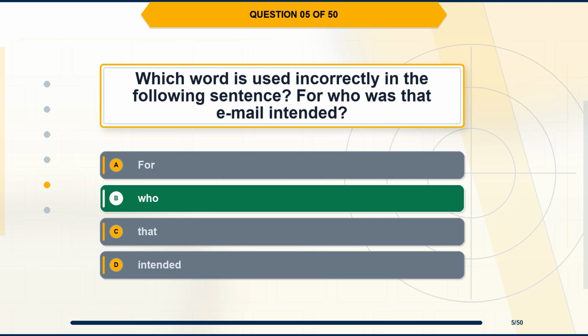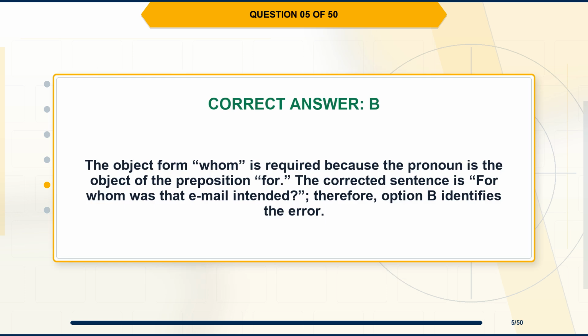The correct answer is option B. Who. Explanation. The object form whom is required because the pronoun is the object of the preposition for. The corrected sentence is, for whom was that email intended? Therefore, option B identifies the error.